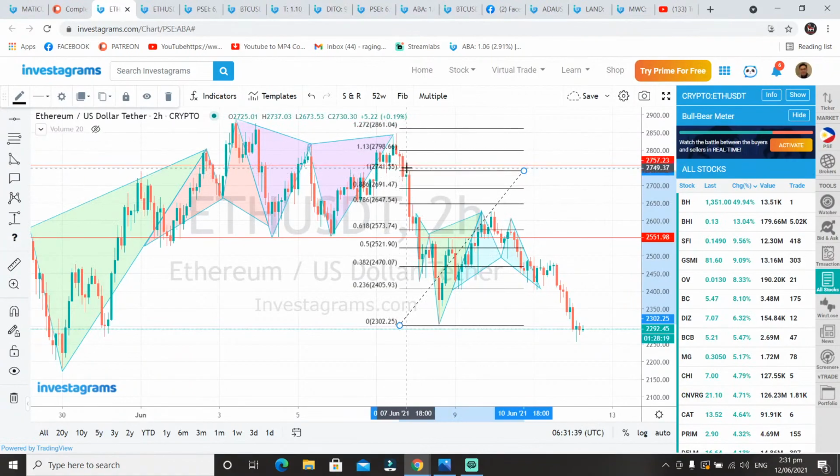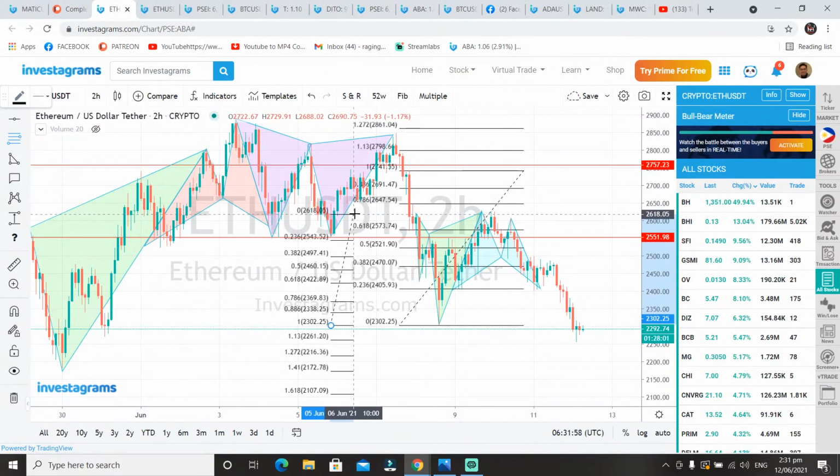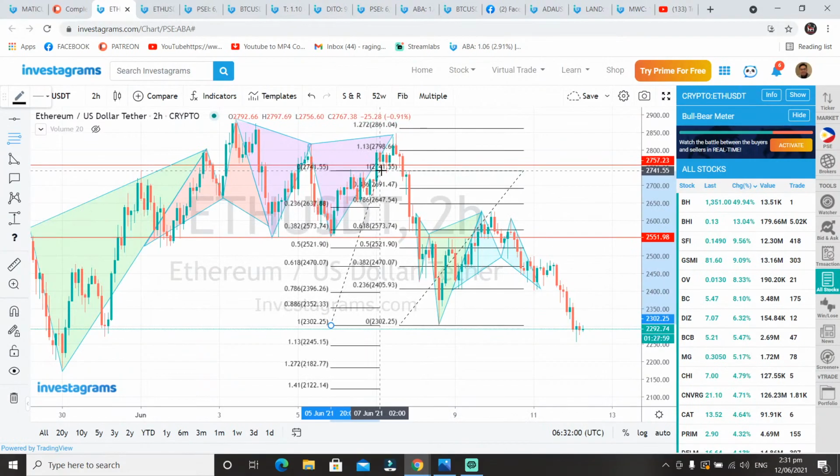So we have X, A, then B, then C could be now our... and what could happen? At minimum, 113%. So from here to here, where is it? This one? Yeah, 113%. It almost touched it. Yeah. But that's just a minimum. It could go as low as 161%.